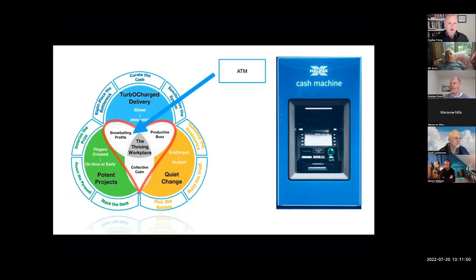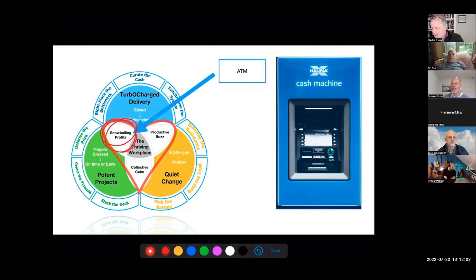Because ATM to them is a money machine. But I really want to point out that that's only one of the three outcomes that the ATM model is trying to get to. So you see snowballing profits in the middle there. Snowballing profits is just one of them. That one is really important. If you have a business that's not actually making money, it's not a very nice place to work. But what I'm chasing over and above that is three things, and I'll come back to these.